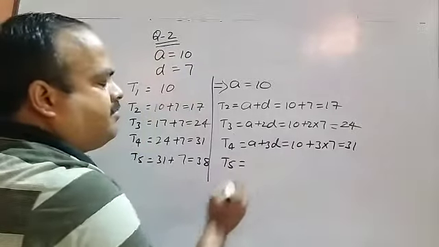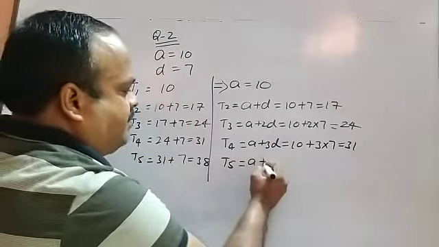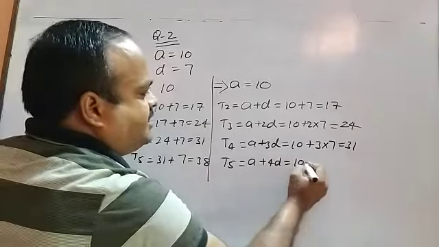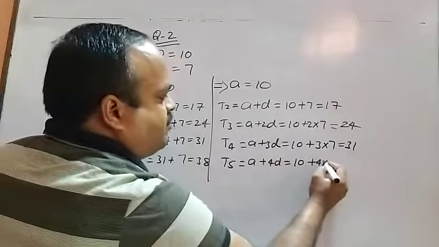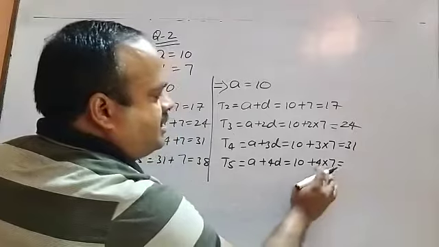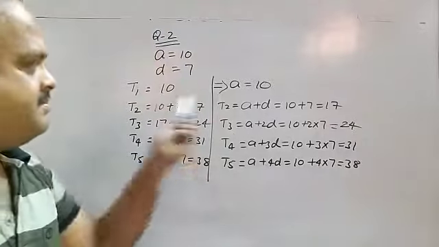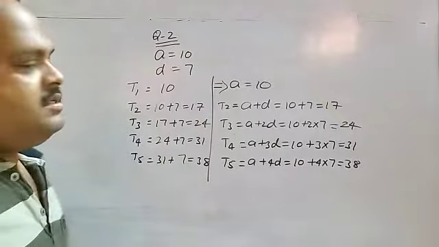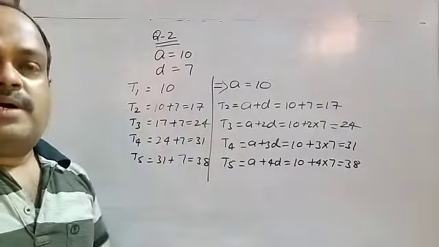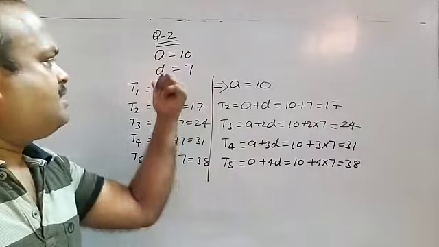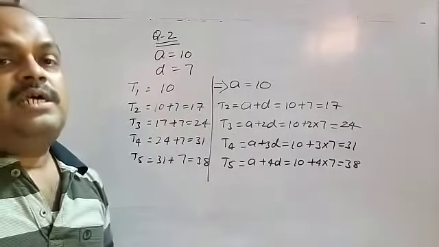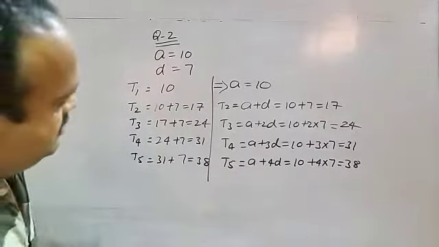T5, the fifth term, a plus 4d. a is 10, 10 plus 4 into 7, 28 plus 10, 38. So by both ways, you can find out the terms of an AP when the first term a and the common difference d are known to us. Next question.